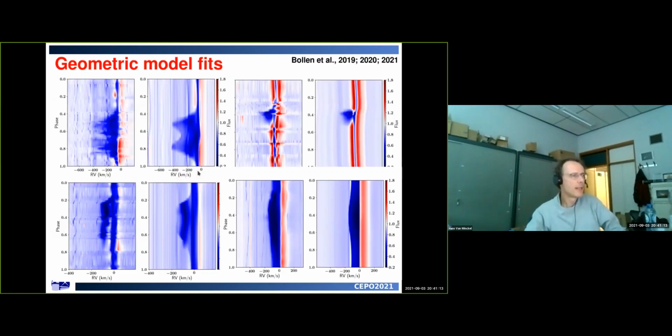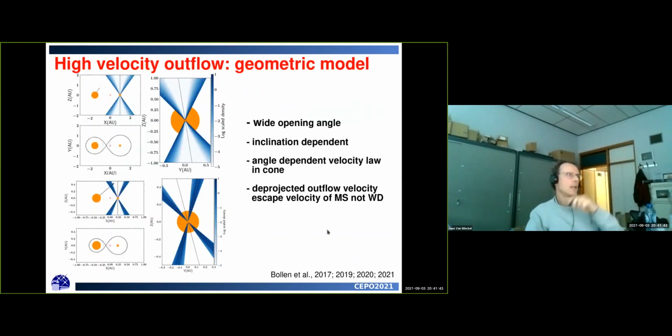So just to illustrate how well the fits are. On the left-hand side, you see the data. On the right-hand side, you see the fit from those geometric models. You see we do cover most of the structures in all systems. Here, on the bottom right-hand side, you see a system that is always in absorption. That's because we look almost pole-on to that system, and your line of sight always crosses the jet. 2 minutes, Hans? Yeah, okay, I'll speed up a little bit.